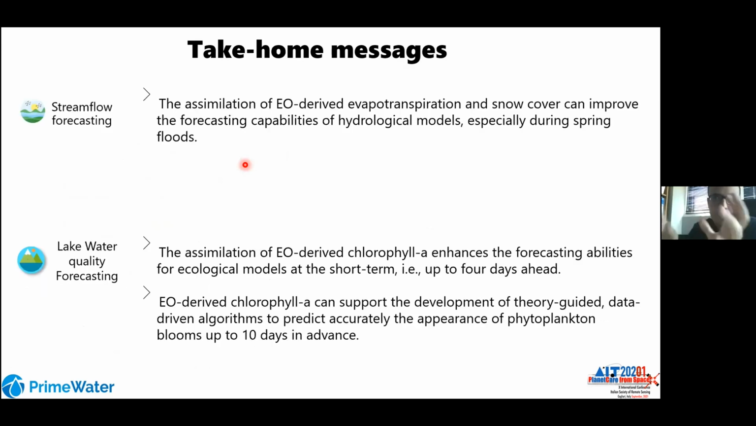I do understand that it's too much information, so I wanted to just keep 3 very simple take-home messages. First, that the assimilation of EO-derived evapotranspiration and snow-cover products can improve sizably the forecasting capabilities of hydrological forecasting, especially during spring floods. Second, that the assimilation of EO-derived chlorophyll A into process-based models can enhance the forecasting abilities of ecological models of inland waters at least up to 4 days ahead.